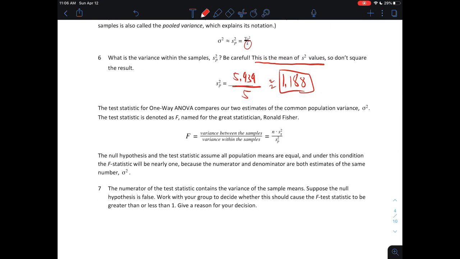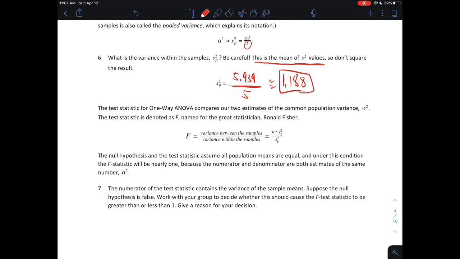The null hypothesis and the test statistic assume all population means are equal, and under this condition, the F statistic will be nearly 1 because the numerator and denominator are both estimates of the same number, sigma squared. So we're going to first talk a little bit about F just to see if we can understand what our answer is about to tell us.